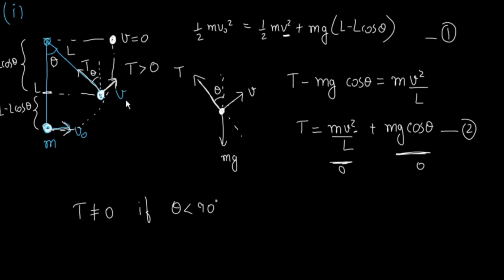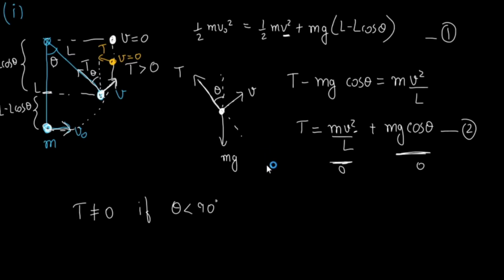So if my tension is always greater than 0, then if the velocity ever becomes 0 somewhere midway, say velocity became 0 here, then tension is still present. If the tension is still present, then there will always be a centripetal acceleration, and because of that the stone will again retrace its path and it will still perform circular motion. It will not leave the circle. I hope this is clear.